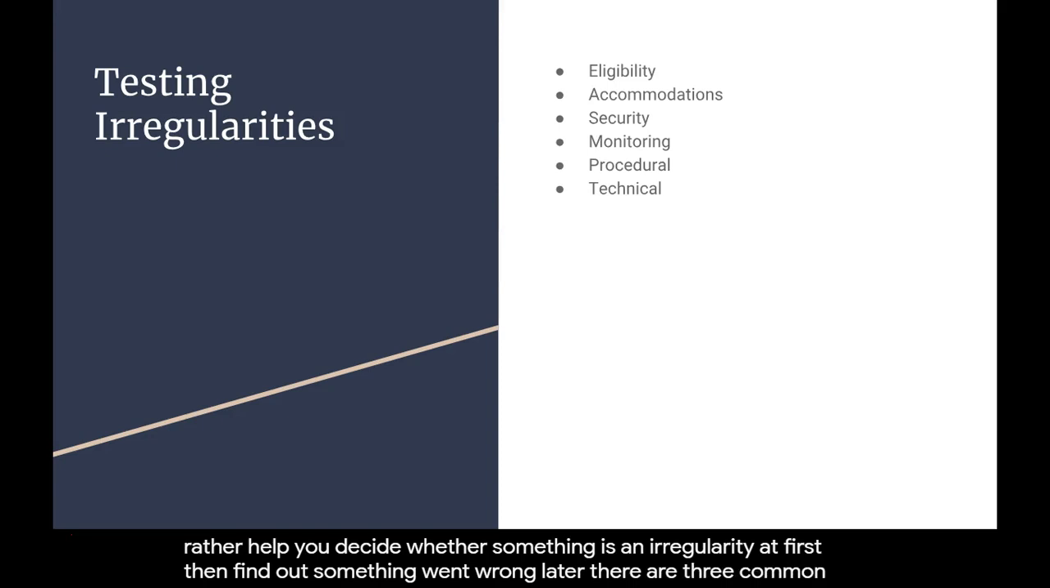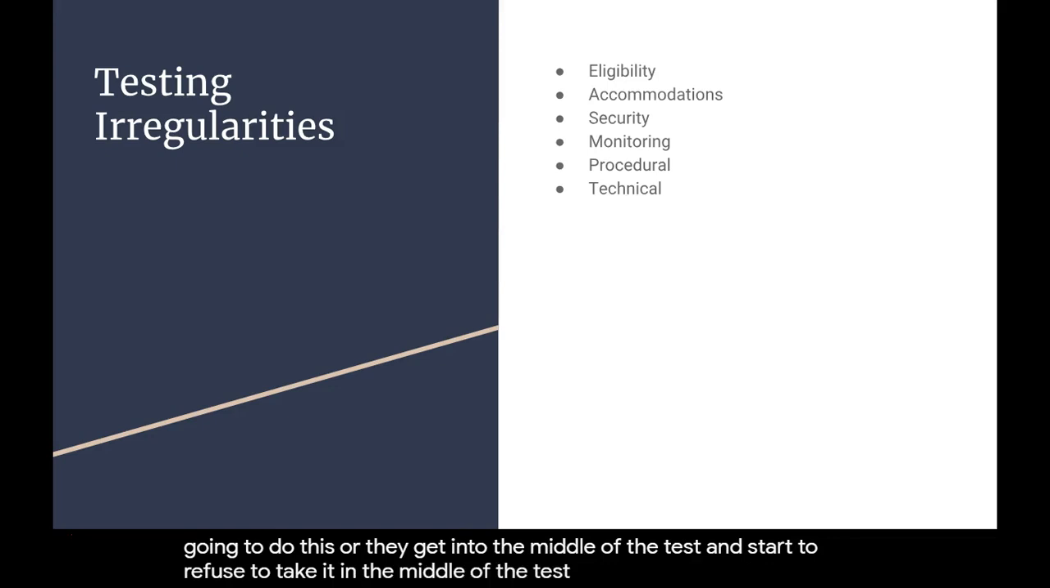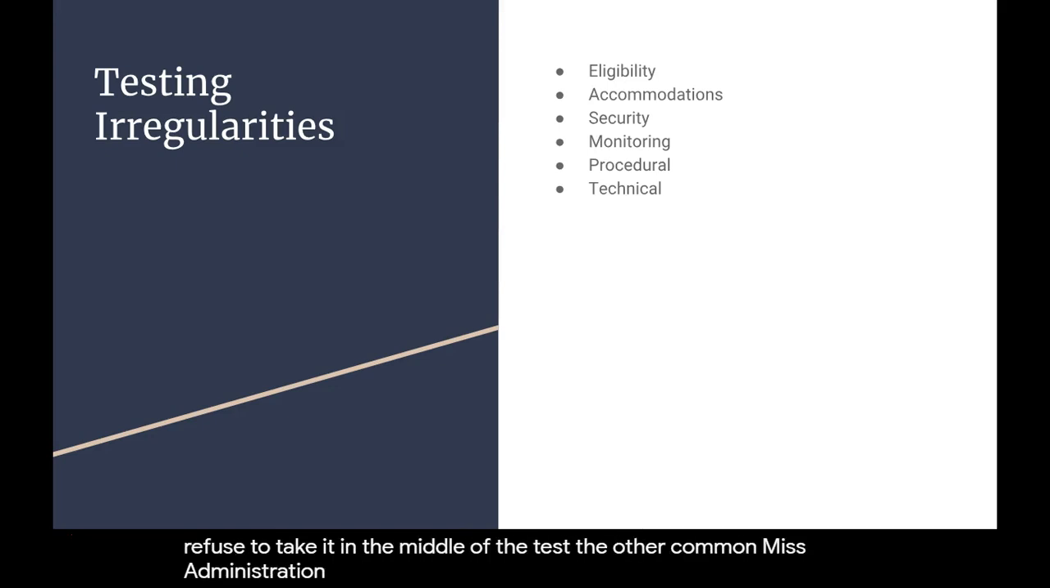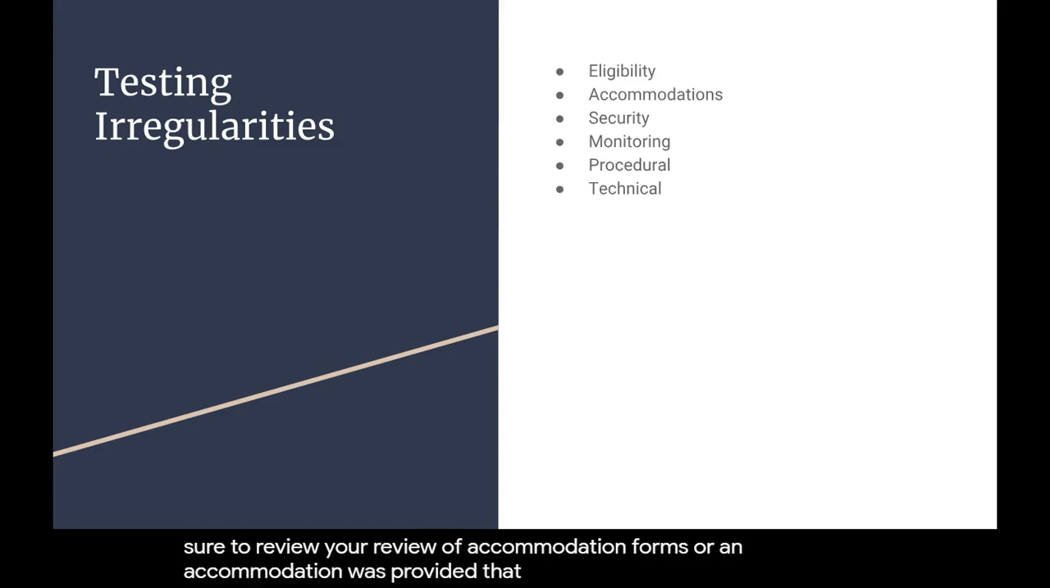There are 3 common irregularities that turn into misadministrations at Martin. The first one is a student refuses to take the test. They just come in and say, I'm not going to do this. Or they get into the middle of the test and start to refuse to take it in the middle of the test. The other common misadministration is an accommodation was not provided. So please make sure to review your review of accommodation forms. Or an accommodation was provided that should not have been provided. So again, please make sure to review those review of accommodation forms.